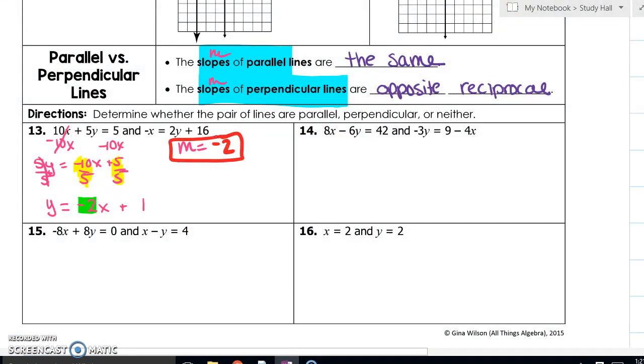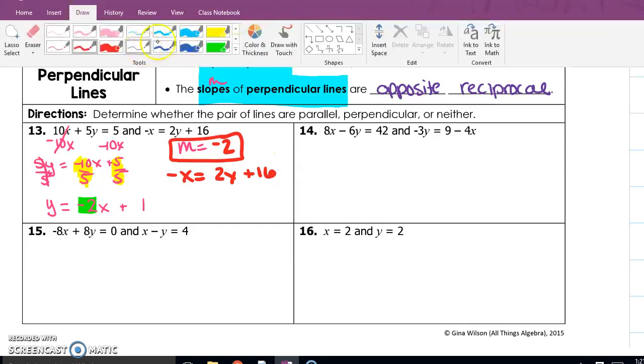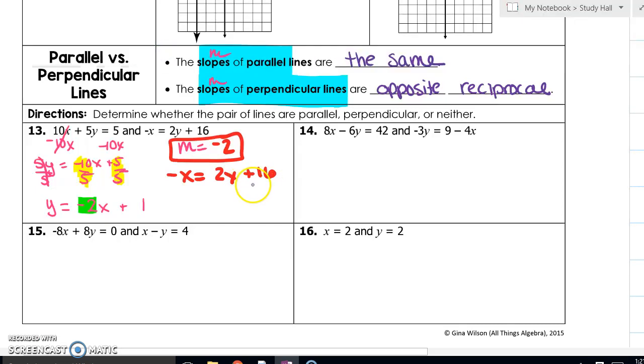Now we have to find the slope for the second line and decide if these two lines are parallel, perpendicular, or neither. So again, we want to get y equals by subtracting 16 to both sides, and we get negative x minus 16 equals 2y, divided by 2, and that's negative 1/2 x minus 8.